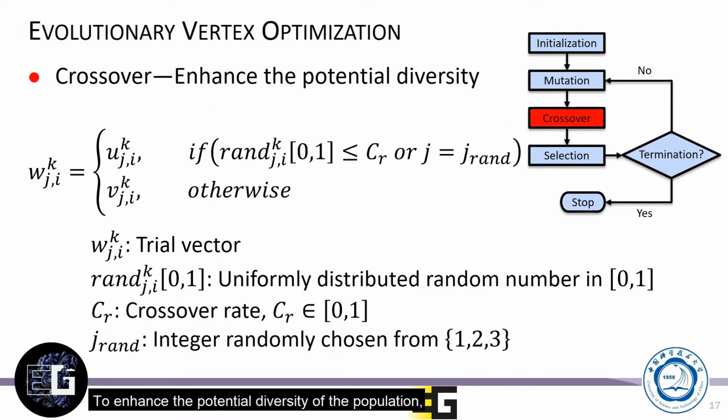To enhance the potential diversity of the population, a crossover operation comes into play after generating the donor vector through mutation. It is conducted by exchanging some components of the donor vector with the target vector and building a new vector. Trial vectors are generated through this classical binomial crossover method. At least one element of the trial vector is inherited from the donor vector.